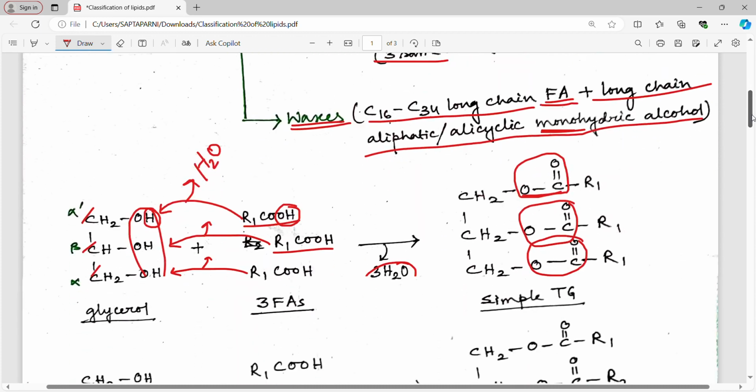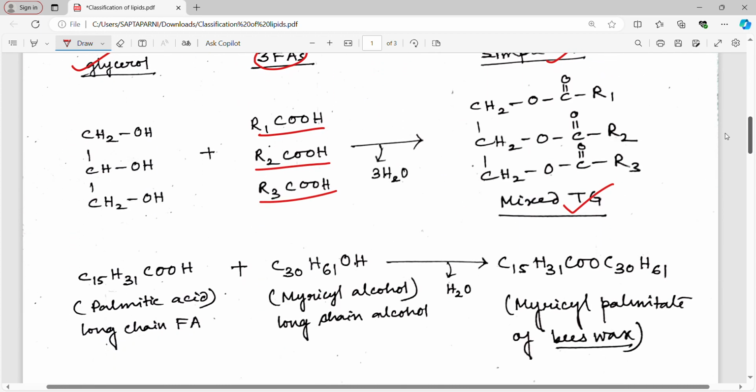So see the wax. Here is a long chain fatty acid like palmitic acid. Palmitic acid is a C16 fatty acid. The formula is C15H31COOH, and here the long chain alcohol is C30H61OH, which has only one hydroxyl group, as I have told earlier, and this is myricyl alcohol.